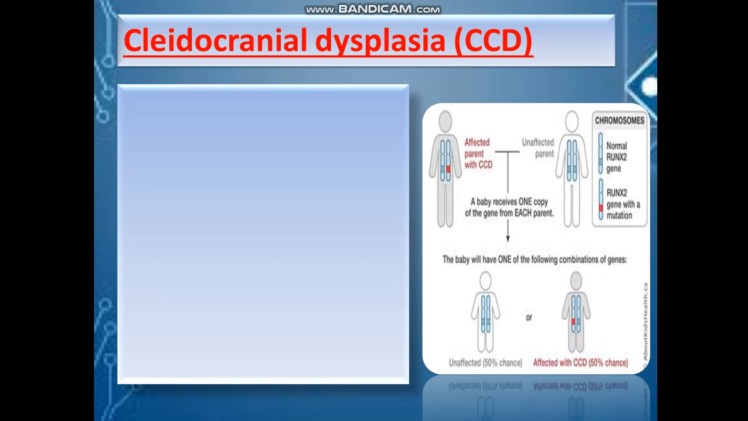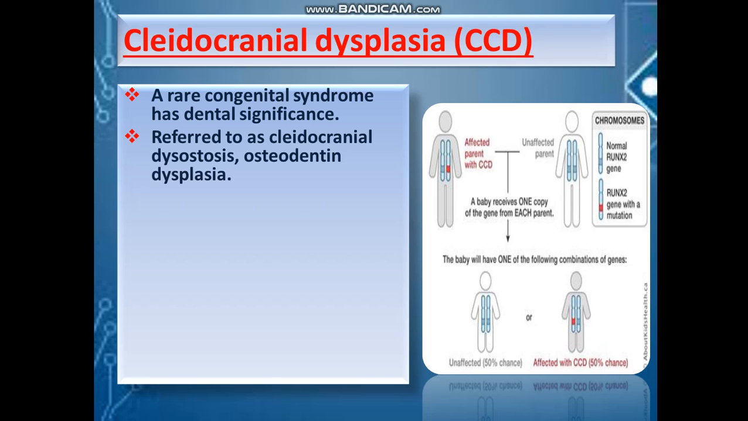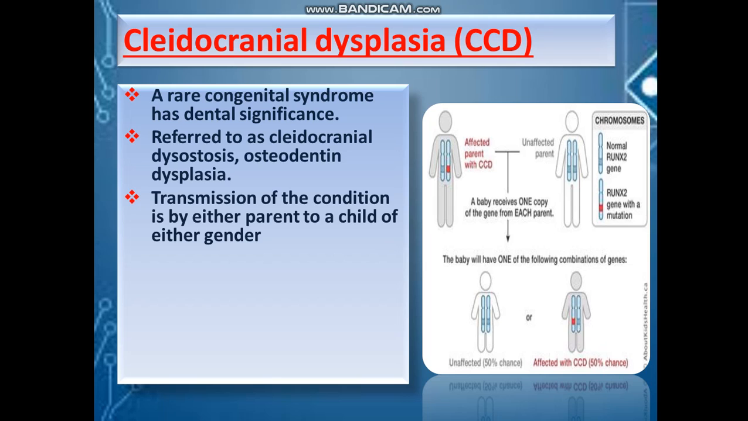Cleidocranial dysplasia. It is a rare congenital syndrome that has dental significance, which has also been referred to as cleidocranial dysostosis or osteodentin dysplasia. This condition primarily affects the development of the bone and teeth.